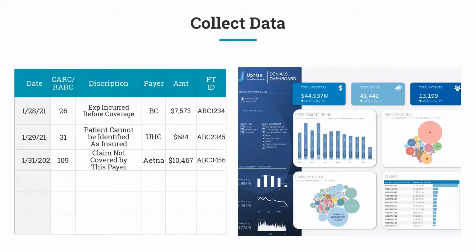So that's your very simplistic one. The EHR systems, most of them have a denials report in them. On the right-hand side, we have our Uprise denials dashboard that we utilize with our denials project. That's really robust. So anything in between, but it's important just to be able to have that data.